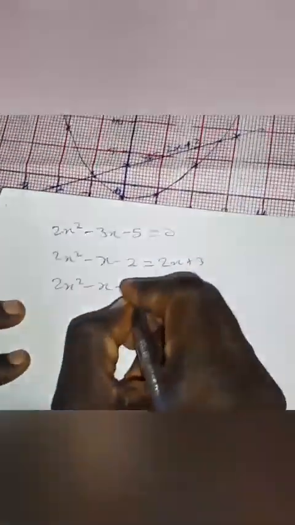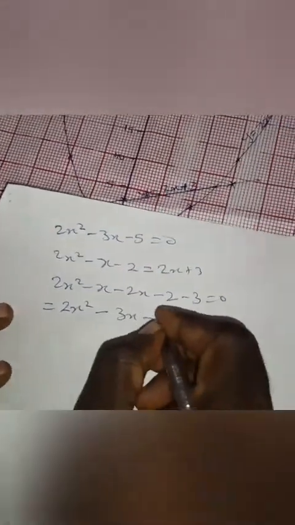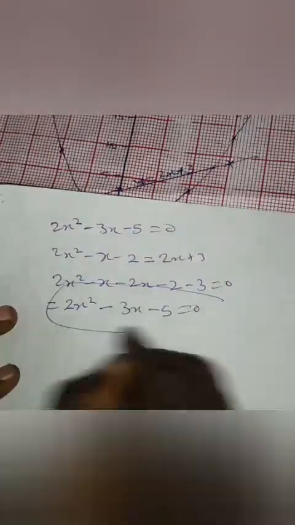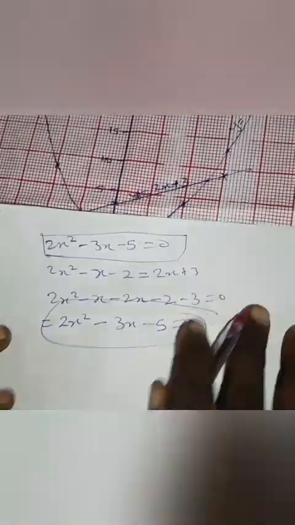So just push this one this way. You have 2x squared minus x. Push this one, you have minus 2x minus 2. Push this one this way, you have minus 3 equals 0. So this is going to give us 2x squared minus 3x minus 5, which is the solution to what they asked us to look for. So this is the point.